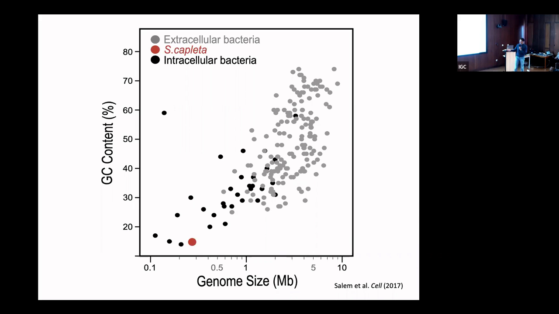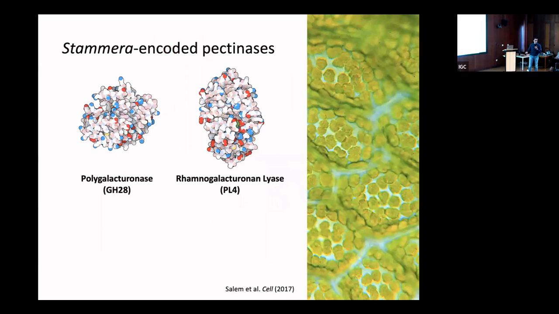So what is encoded in this genome that reflects the nutritional ecology of its beetle host? In addition to genes involved in replication, transcription, translation, we were able to annotate two classes of pectinases. Pectin, of course, is a huge component of the primary cell wall of a plant. And if you're a herbivorous beetle, especially a folivorous beetle, which is to say that you live on leaves primarily, you need to be able to access the nutritionally rich cytosol of plant cells. And to do so, you need plant cell wall degrading enzymes. Stammerer brings two of them into the system.